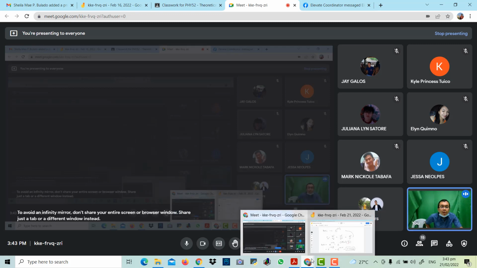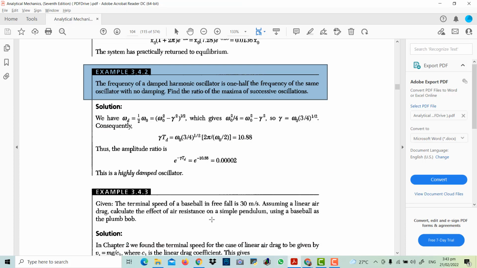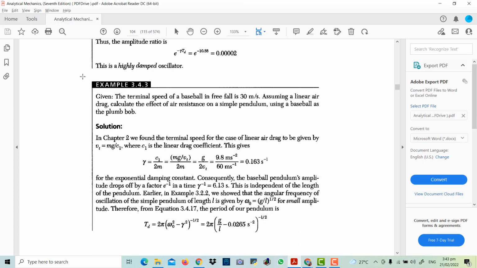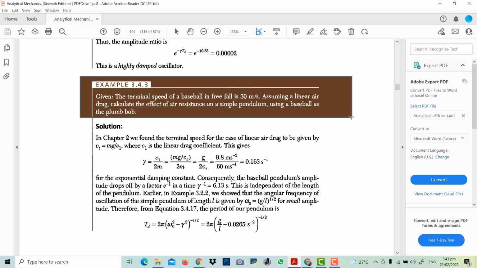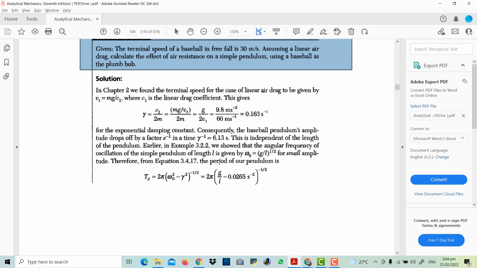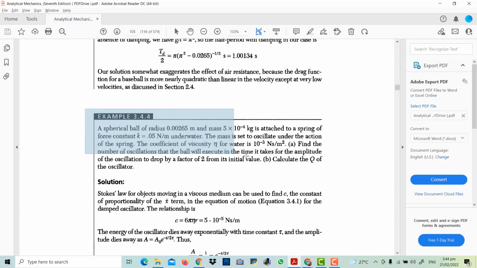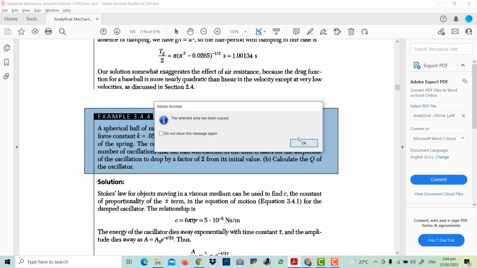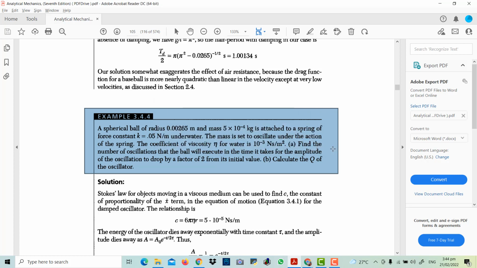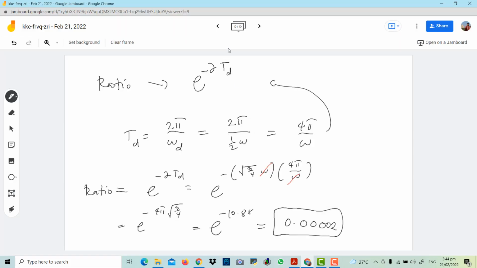So that we can go to our last example. Okay? Last example is this. Please read example 3.4.3. Please again study example 3.4.3. So I will skip that and go to our last example: calculating the quality factor Q of the oscillator. Okay? So, 3.4.2 is this.